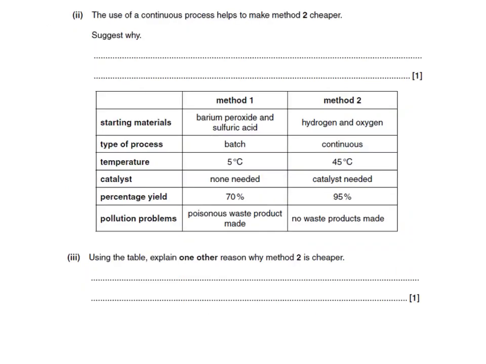We continue. The use of a continuous process helps to make method 2 cheaper. Suggest why? Well, this process can be automated. So needs fewer workers. The implication there is that they therefore have a smaller wage bill. And then it says, using the table, explain one other reason why method 2 is cheaper.